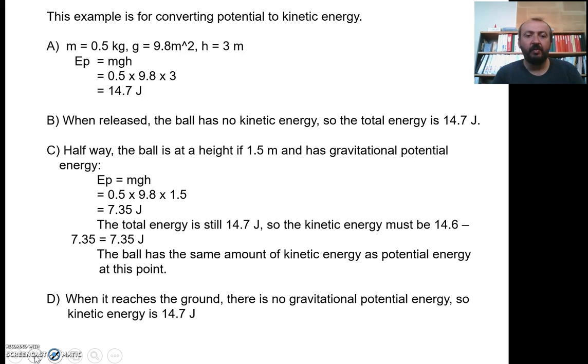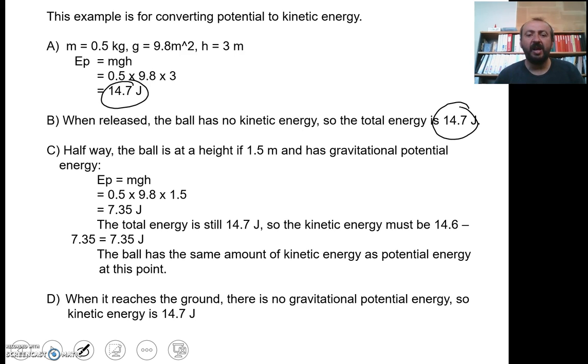First one, we want to find out the potential energy, and we get our formula mgh. The answer for this one is 14.7 joules. So that's the gravitational potential energy of that ball at a height of 3 meters. Now part B, when released the ball has no kinetic energy. That means just at the point of release. So its total energy is 14.7 joules.